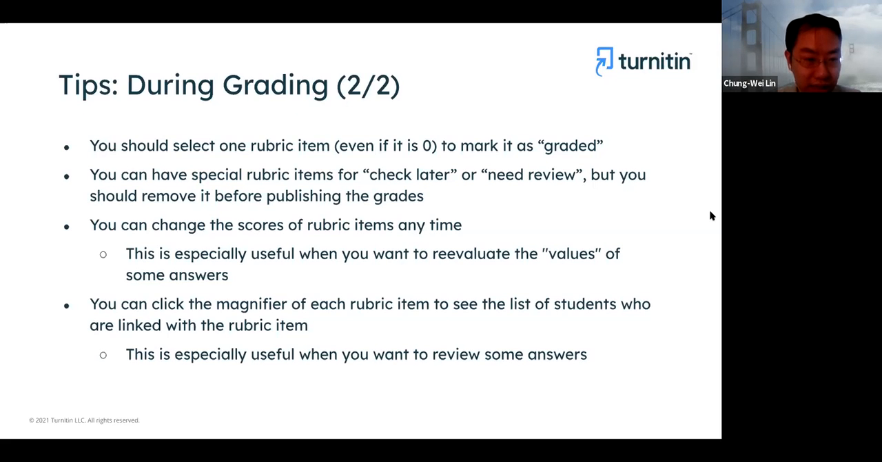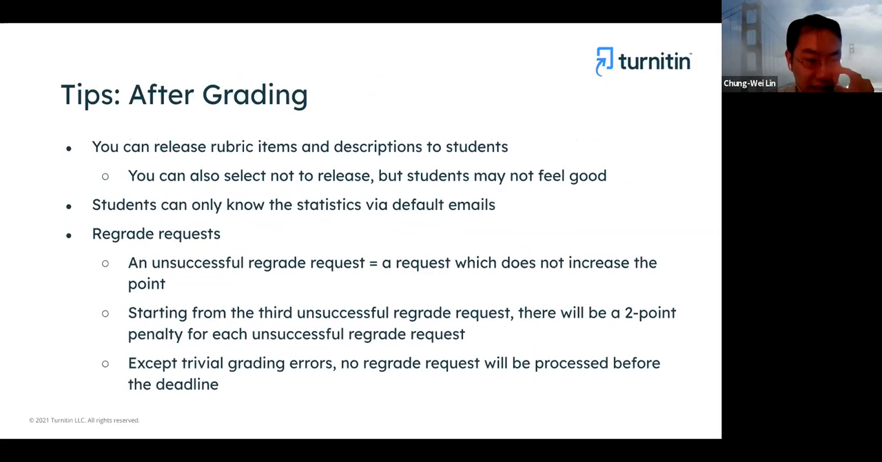Okay, next slide, please. Okay, I think that's probably the last slide. So after grading, remember, you can release the rubric items to students. I know Gradescope lets you select not to release the rubric items, but in my experience students will feel better if they can see the rubric items. And that's another thing I learned only this semester.